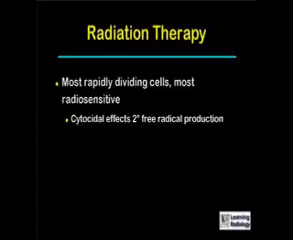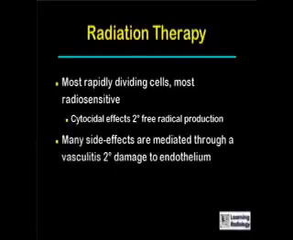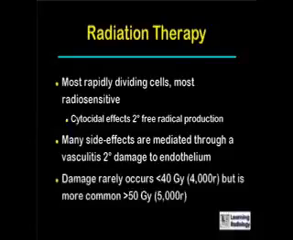The cytocidal effects of radiation are mostly due to free radical production. Many side effects of radiation are mediated through a vasculitis secondary to damage to the endothelial cells. And damage rarely occurs at doses less than 40 gray, or 4,000 rads, but is more common at doses of greater than 50 gray, or 5,000 rads.